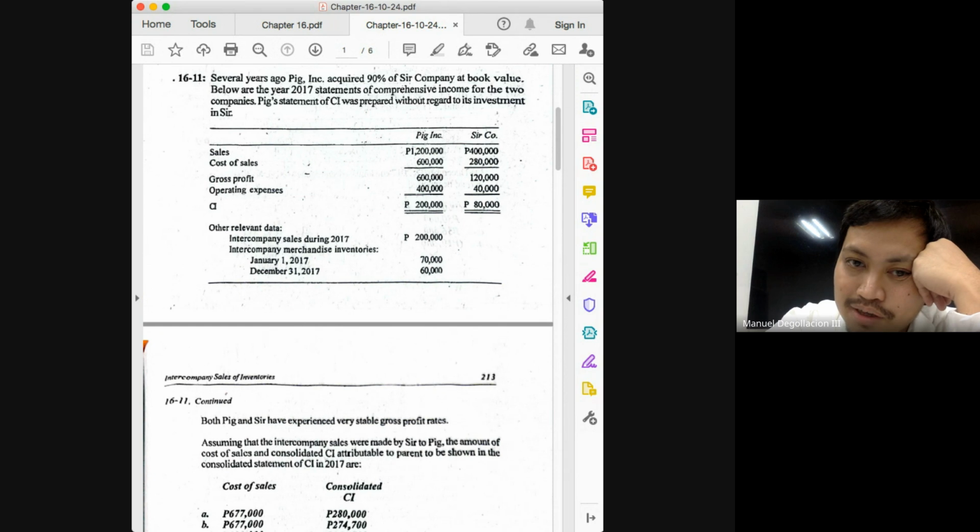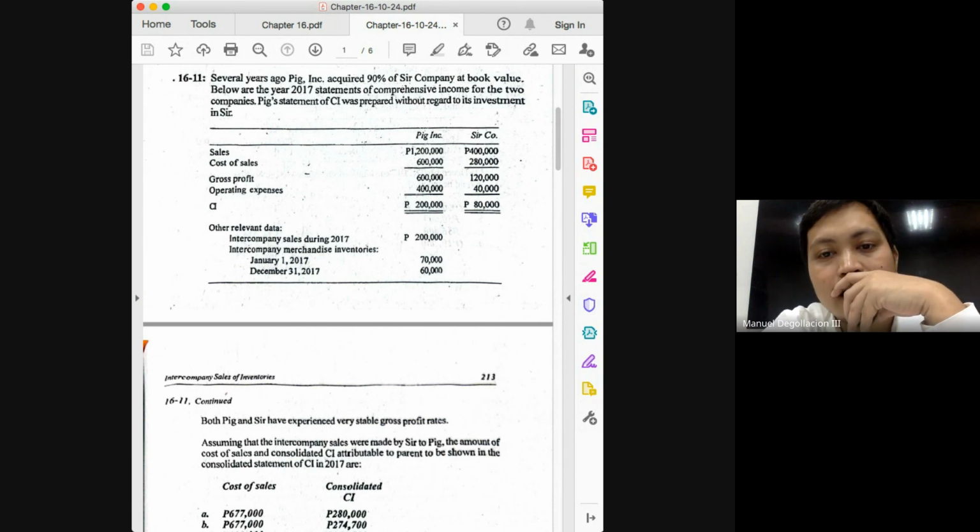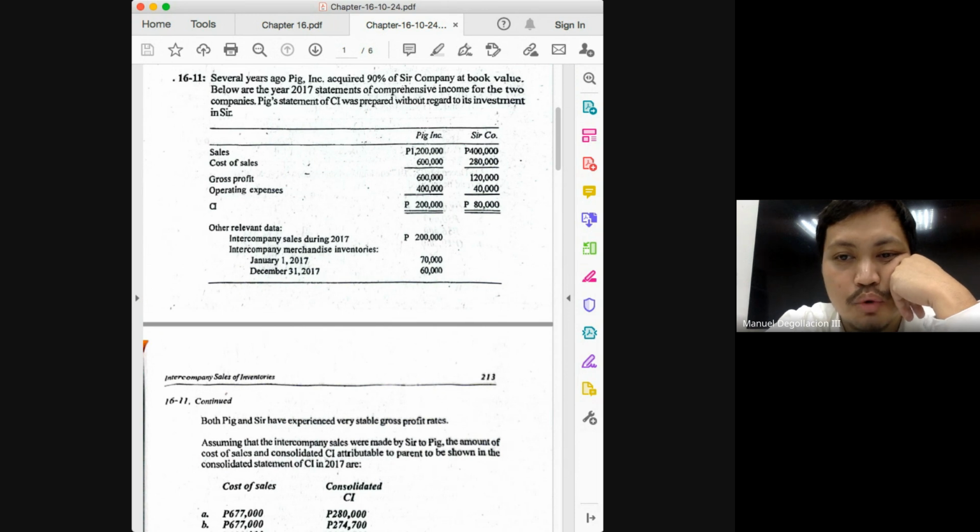And then the first one I want you to deduct is the intercompany sale, class. Given other relevant data, intercompany sales during 2017 is 200,000. So we will deduct the 200,000.